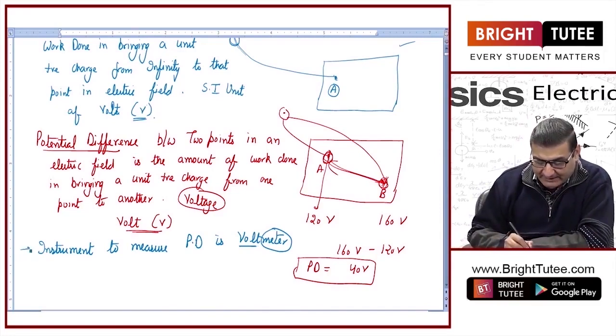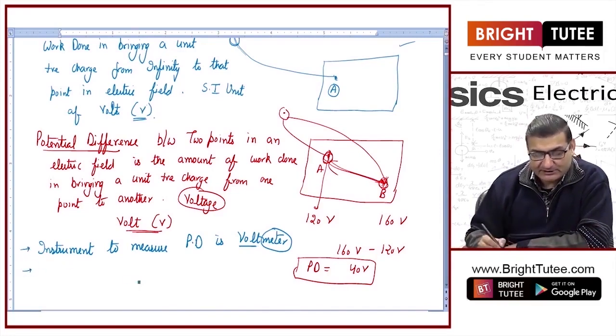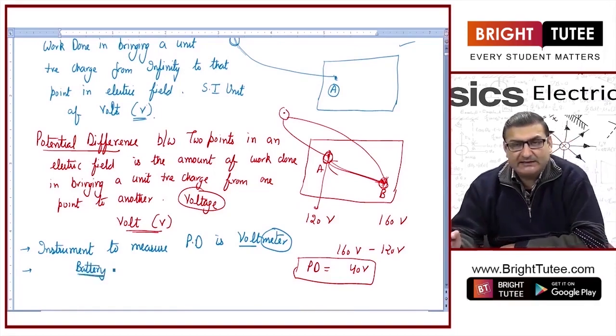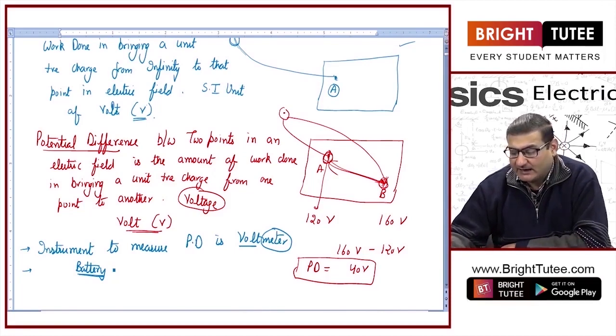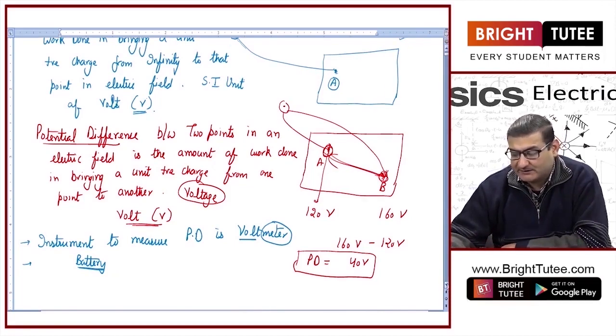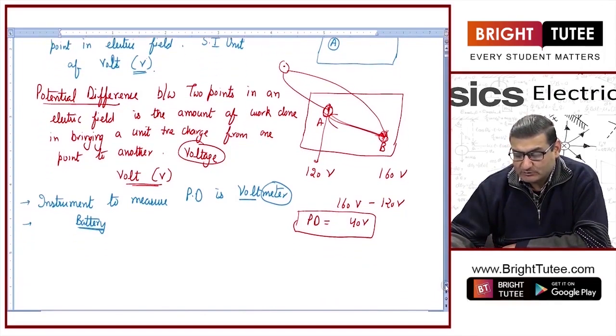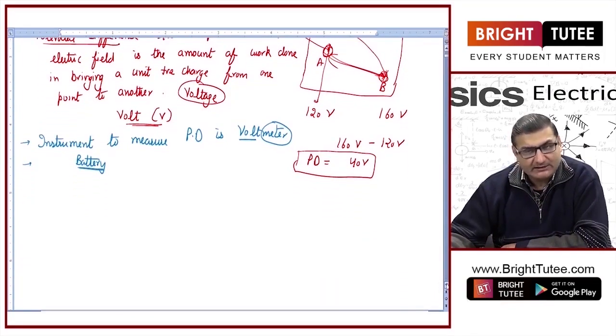Another thing, in any circuit, this potential difference is maintained by a battery. So a battery is a device which maintains the potential difference in the circuit. We will be talking about batteries a bit more in detail afterwards in the same chapter itself. Fine. So this is about potential difference.